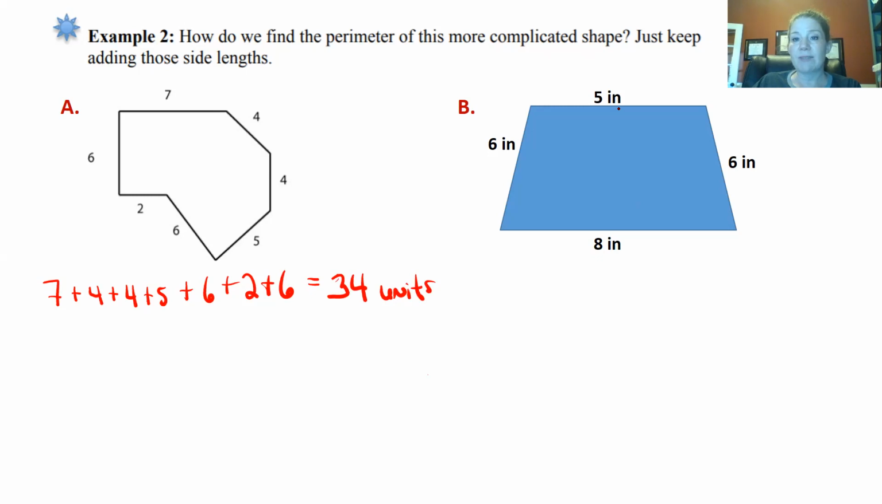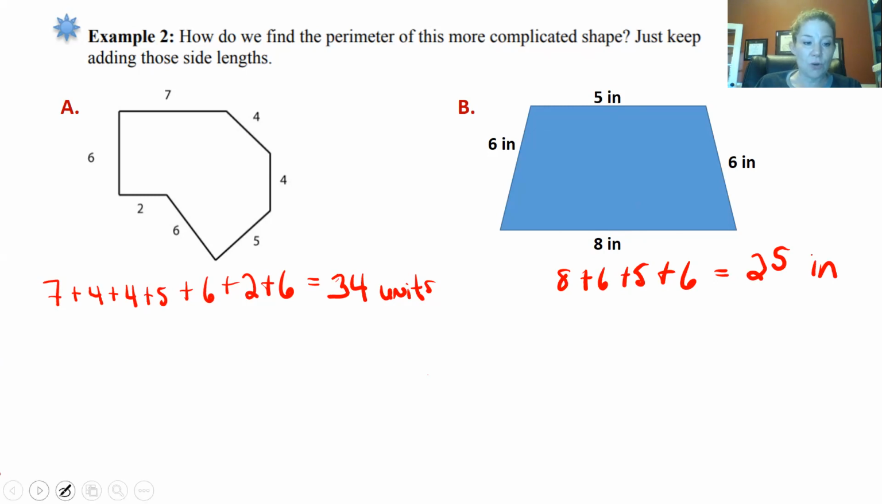And letter B, this is a trapezoid. Trapezoids have exactly 1 pair of parallel sides, so the top and bottom are parallel to each other. We're going to add up the 4 sides. So we have 8 plus 6 plus 5 plus 6. So we have 14, 19, 25 inches. And when you're given the units, always include those units.